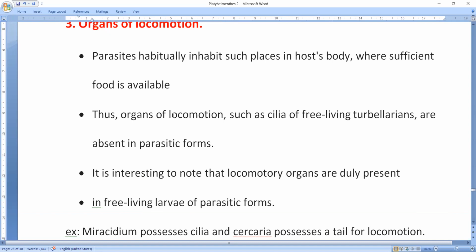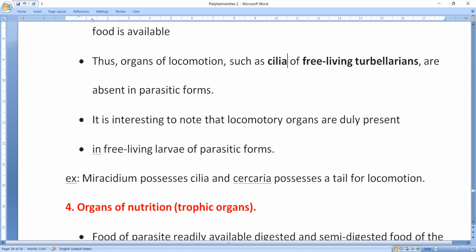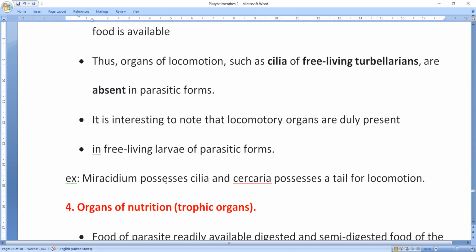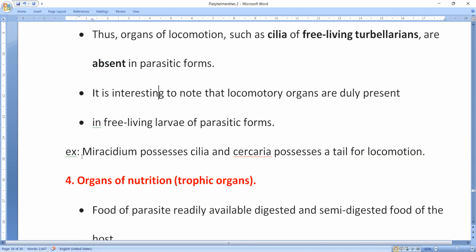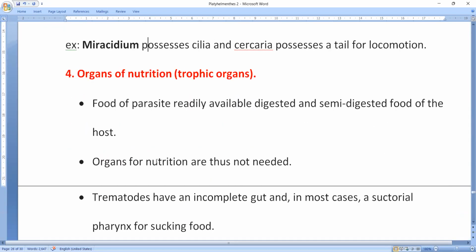The organs of locomotion. Parasites are mostly endoparasites. In platyhelminthes, cilia-like locomotory organelles are present only in free living organisms, but they are absent in the parasites. Locomotory organs are absent; only in free living helminths the cilia are present. Also free living parasitic larvae like miracidium possess them, because they are out of the host body. Then organs of nutrition.